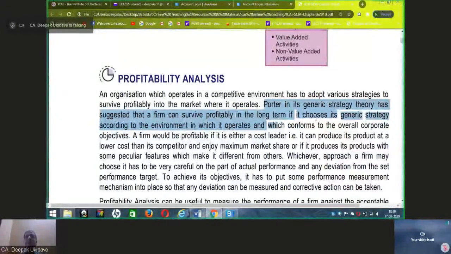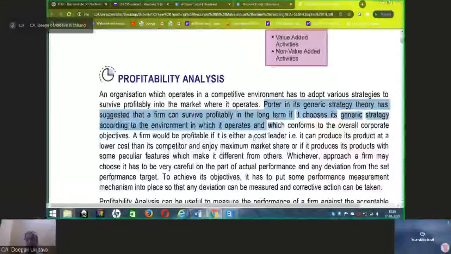An organization must have a flexible model. Remember this, an organization must have a flexible model. No management can afford to be static or rigid in its operation. According to the market circumstances, according to the market environment conditions, it should be able to adapt and modify its business model. So a company which adapts itself to the changing environment and which conforms to its corporate objectives and mission is in a position to survive profitably in the long run.